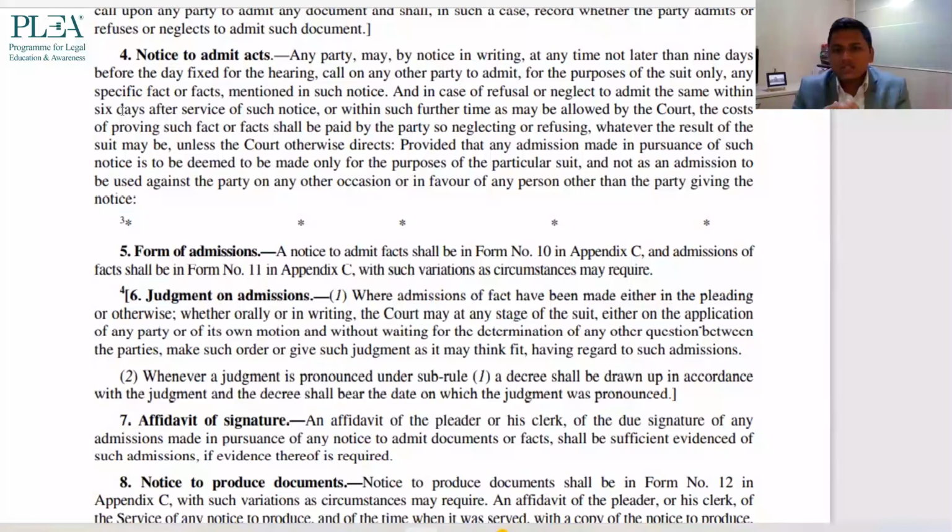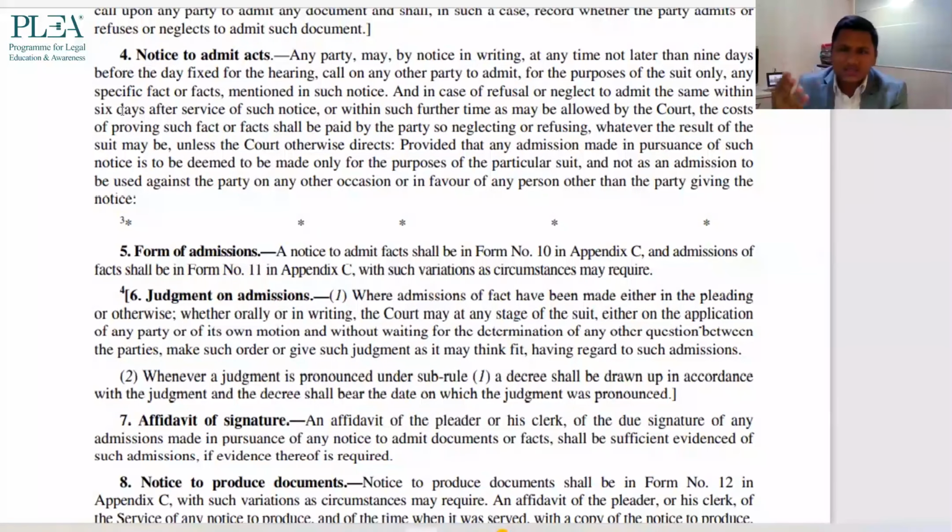Provided that any admission made in pursuance of such notice is to be deemed to be made only for purposes of that particular suit and not as an admission to be used against the party on any other occasion or in favor of any person other than the party giving the notice. Now, this is something very, very interesting.